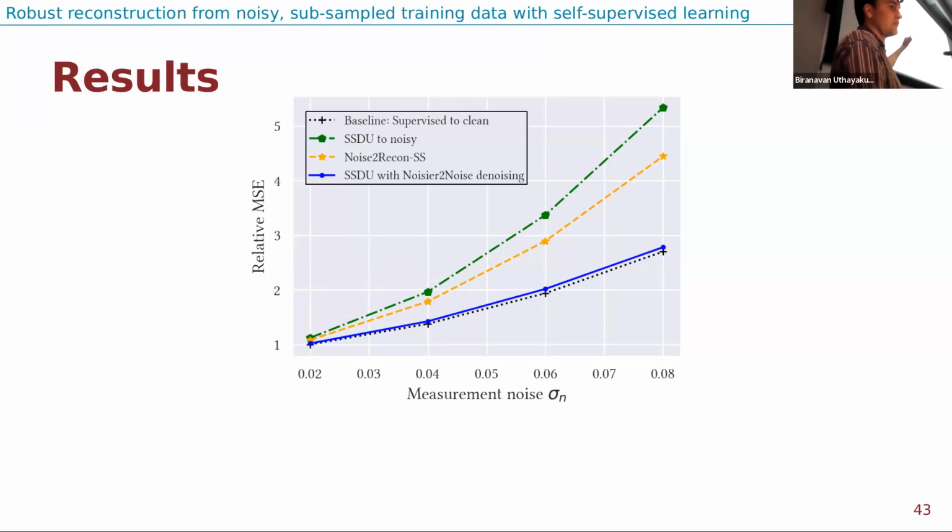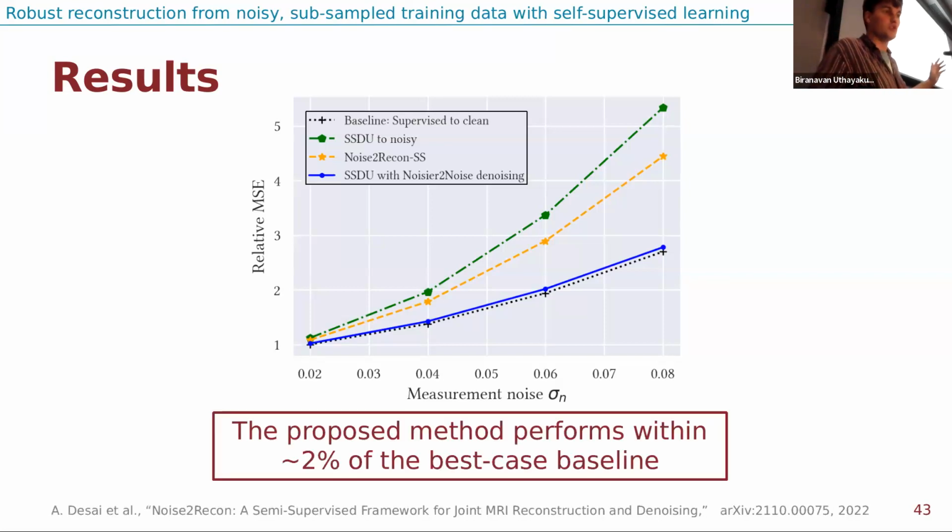And then there's also a method called Noise2Recon, which came out a couple of years ago, which is a comparative method that has similar principles to what we're doing, apart from they add the noise in the image domain. And we have found that our method considerably outperforms this method. So our proposed method in the dark blue line is only about 2% worse than as if we had access to clean, fully sampled data.